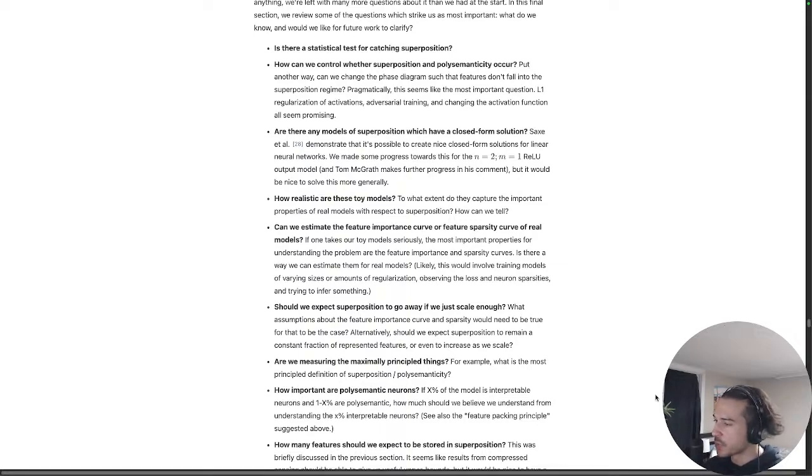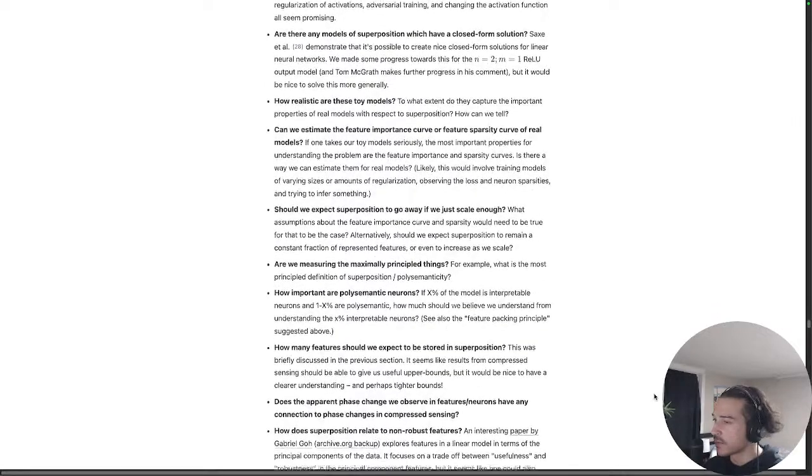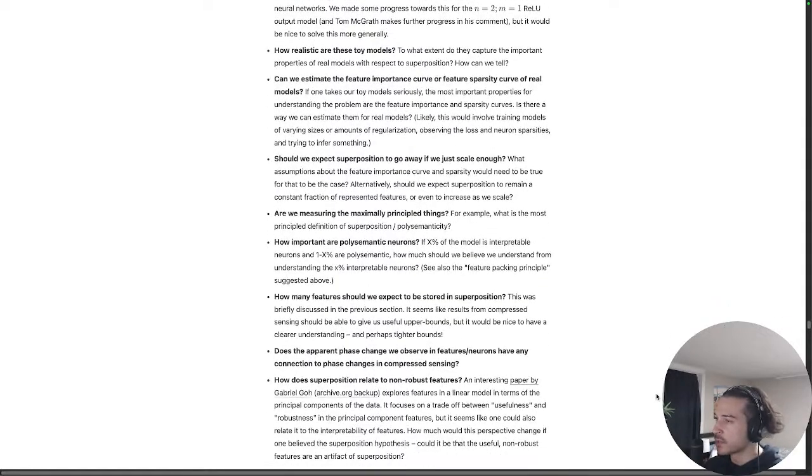Should we expect superposition to go away if we just scale enough? What assumptions about the feature importance curve and sparsity would need to be true for that to be the case? Alternatively, should we expect superposition to remain a constant fraction of represented features, or even to increase as we scale? Are we measuring the maximally principled things? For example, what is the most principled definition of superposition/polysemanticity?